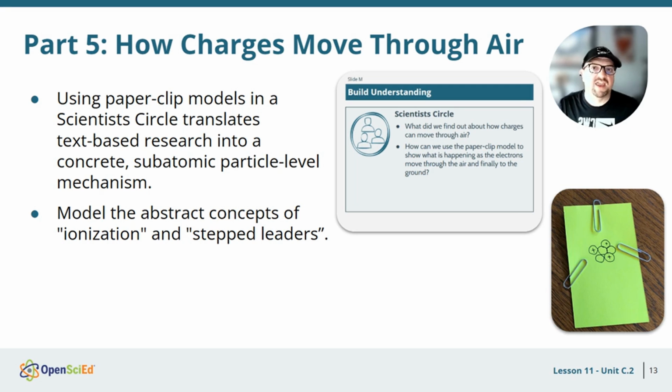For part 5, the class gathers in a scientist circle and uses paper clips to physically represent atoms and electrons, acting out how charge moves through space. This is a pivotal moment because it translates complex text that they just read during their research into concrete subatomic mechanism. You'll see students physically moving paper clips to show electrons being stripped away. You need to ensure that they are accurately connecting their physical actions to the concepts of ionization and stepped leaders, proving that air breaks down in connected segments to form a path. I'll talk more about how I do this kinesthetic activity in the tips and tricks section as well.